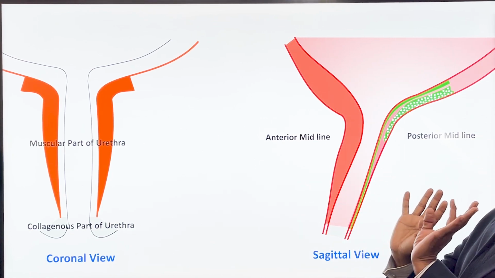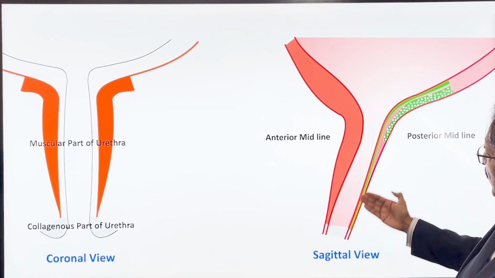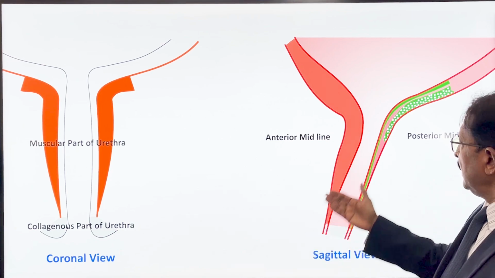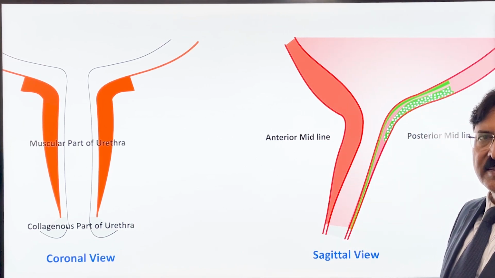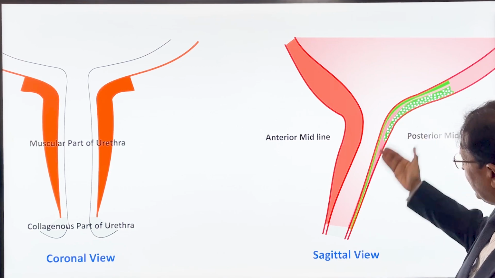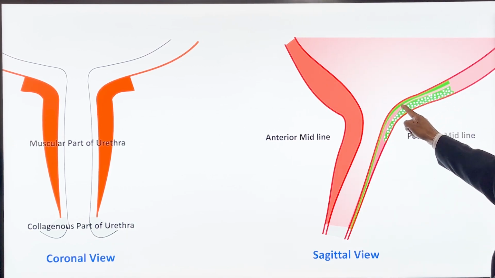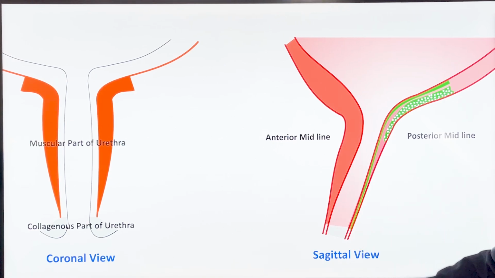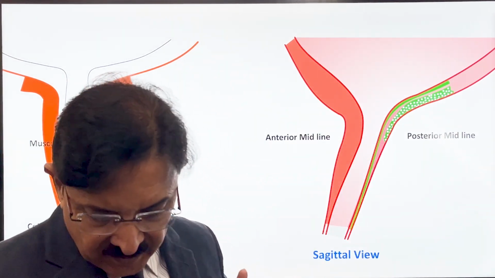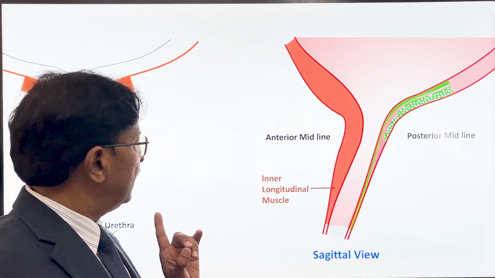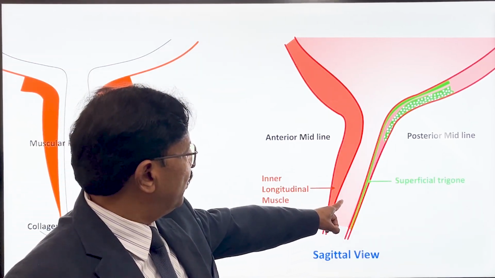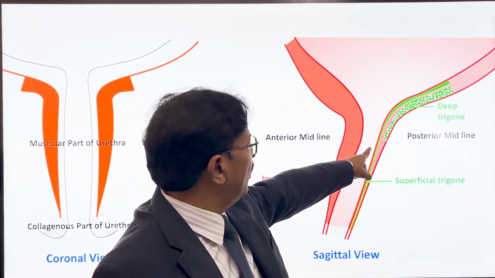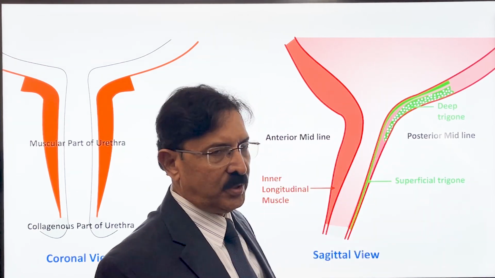As you come towards the posterior part, in this sagittal view, in the most posterior part, if you cut a sharp, accurate sagittal section, there is no longitudinal muscle in the midline. What do you have in the midline? You have the superficial trigone, which is traversing the entire urethral length and getting inserted into the collagenous distal urethra. Right in the midline, there is no longitudinal muscle. Inner longitudinal muscle is anteriorly placed. Posteriorly, you have the continuation of the superficial trigone, and then the deep trigone finishes much higher up in the intramural part of the urethra.